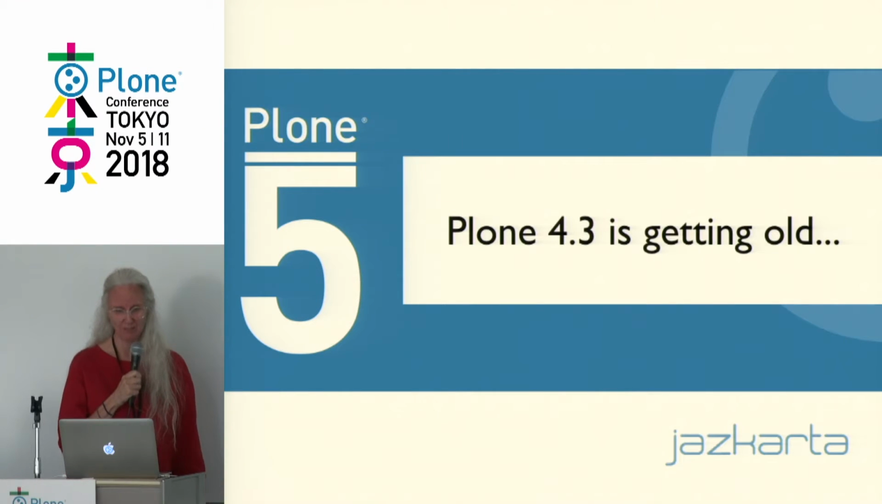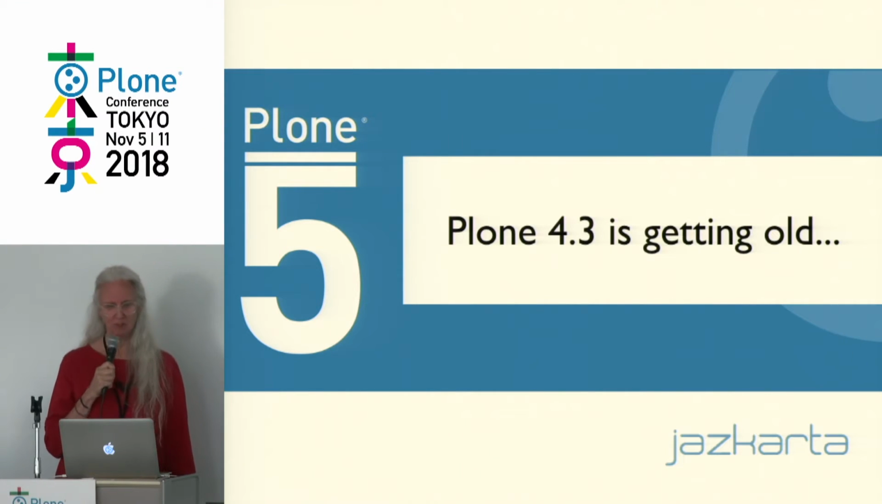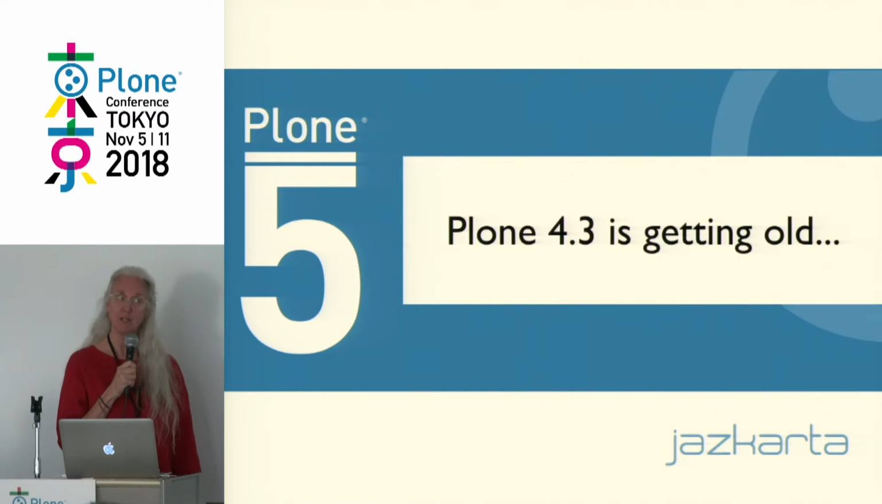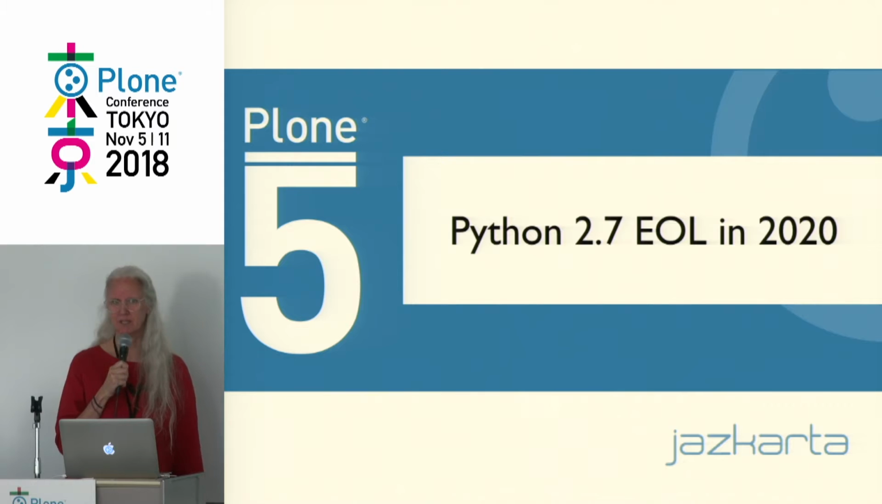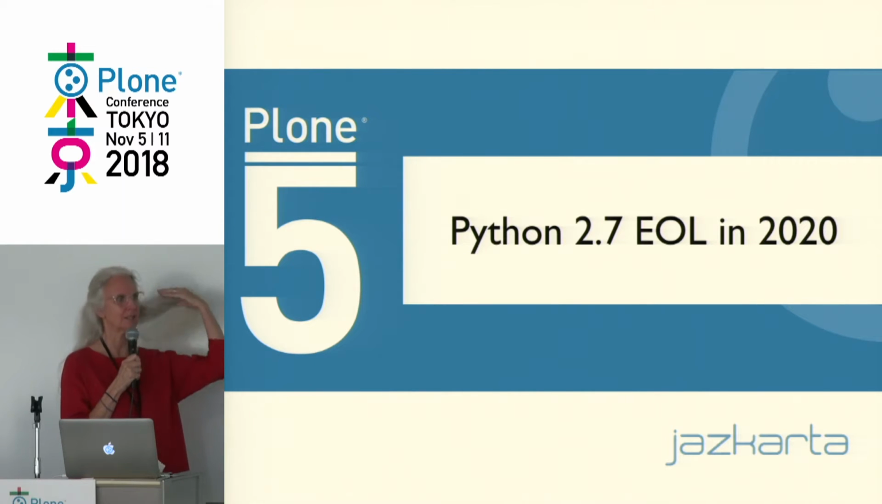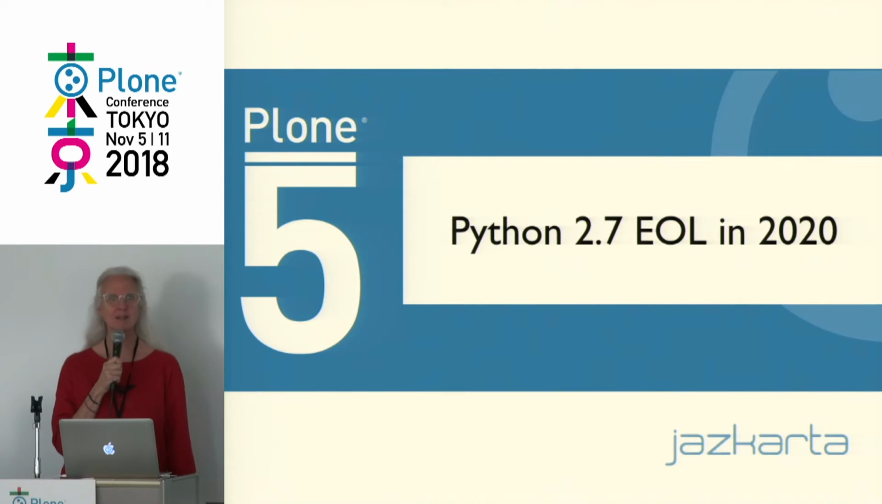Okay, so like Eric said, Plone 4.3 is getting old, and it's time to upgrade to Plone 5. 2020 is coming, and Python 2.7 is end of life on January 1st of 2020. So for those of you with Plone sites or clients with Plone sites that are on 4.3 or earlier, it's really time. This year, 2019, is the year to do something about it.